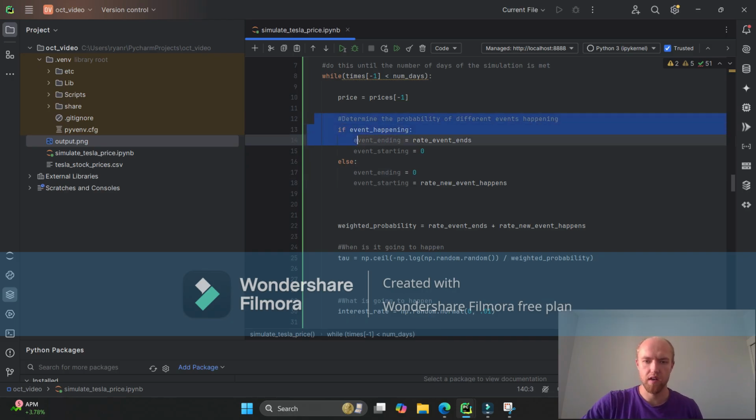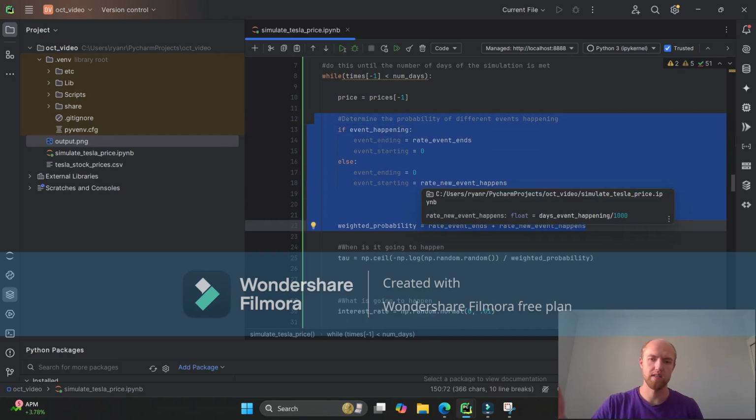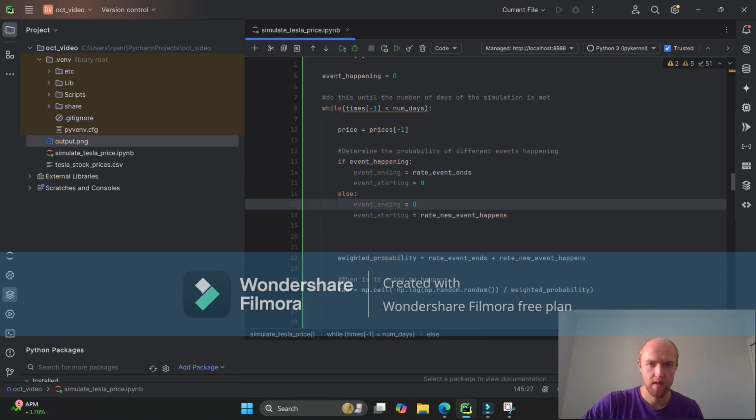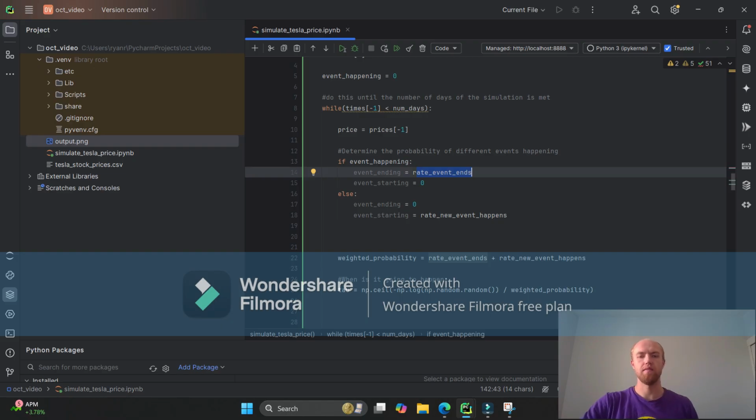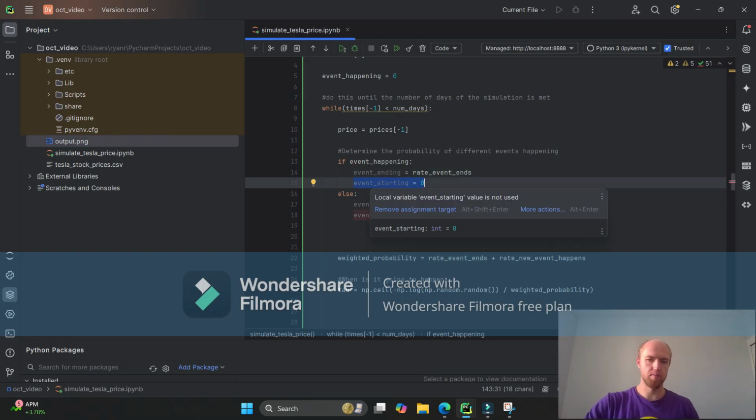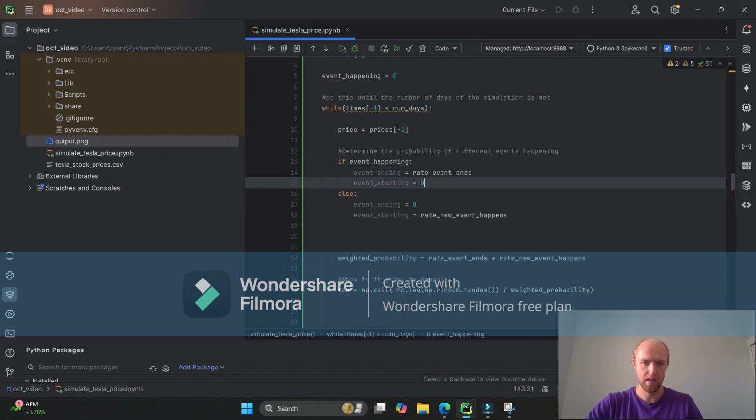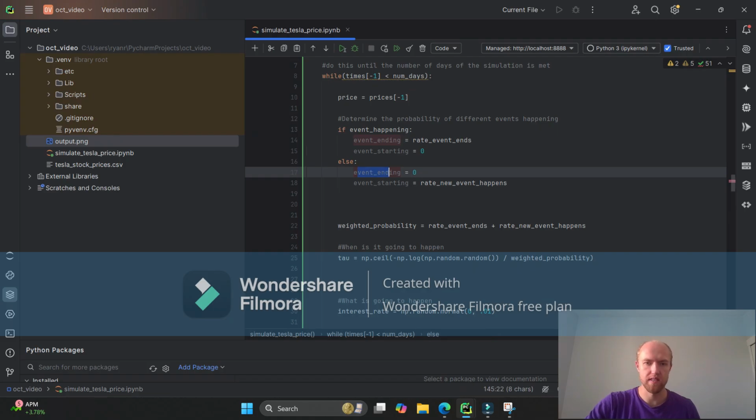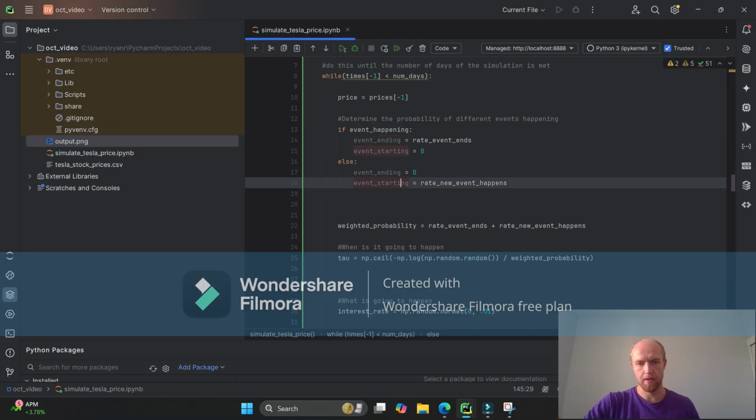So this chunk of code right here sort of just sticks these numbers in, and it says, while we're walking along, is there an event happening? If there is, well then the probability of the event ending is that value that I calculated above, and the probability that a new event is starting right now, well, that's 0 because there's already an event happening. Okay. Now the alternative is if there's not an event happening, then obviously we can't end an event if there's no event going on. And also we want to know how likely it is for a new event to start. So that's what that is.